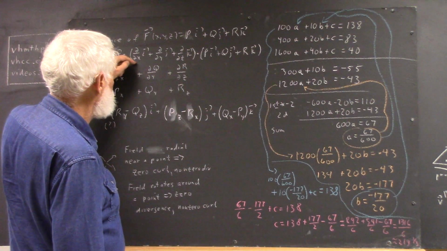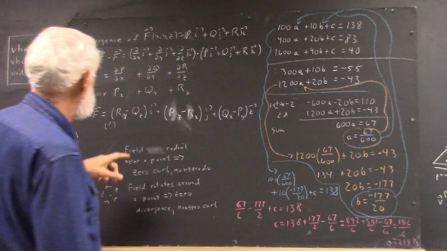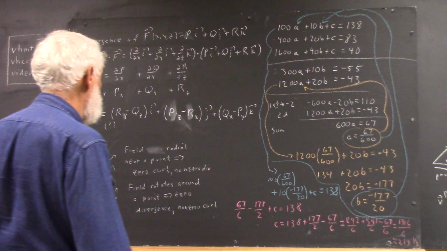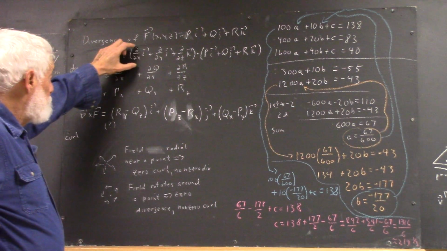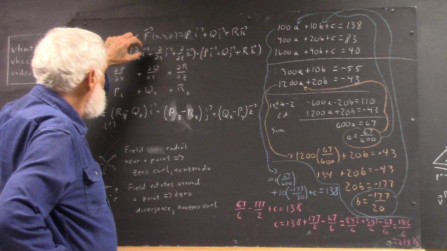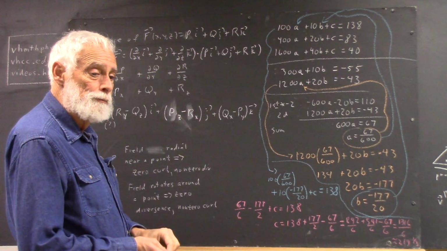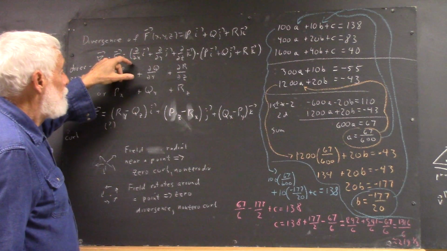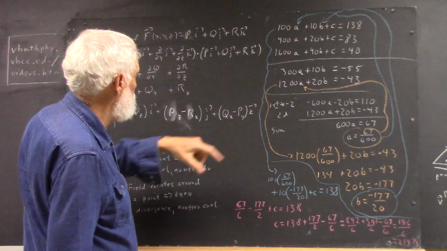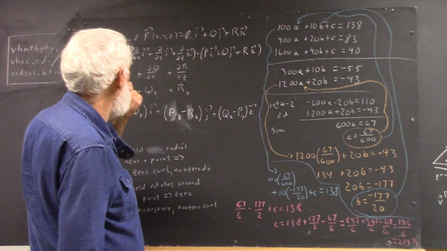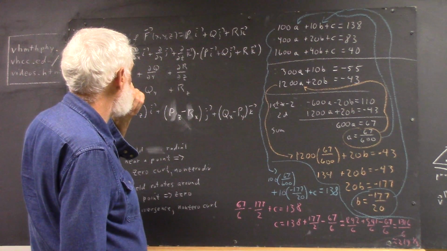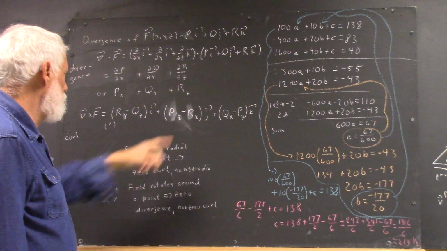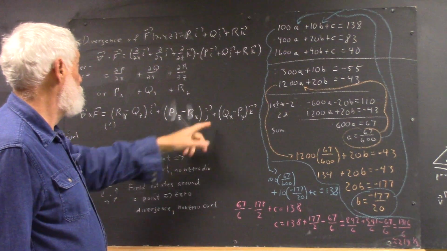So I'm going to have a partial with respect to x of Q, and that's Q sub x, and that'll be multiplied by k. A partial with respect, well, the i with the k, well, i cross k is negative j. So we're going to have partial with respect to x of R, but it's going to be a negative j. So we have negative R sub x times j.